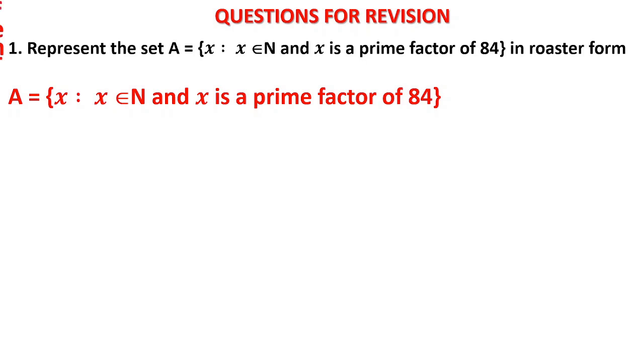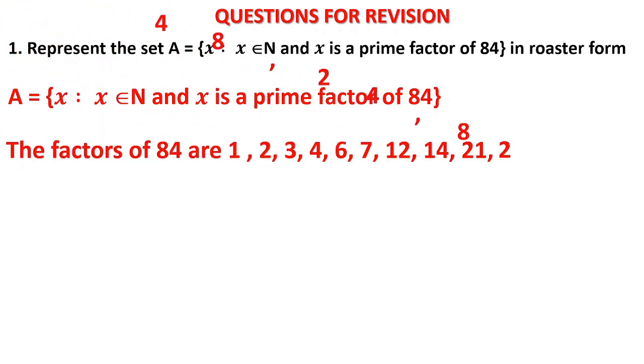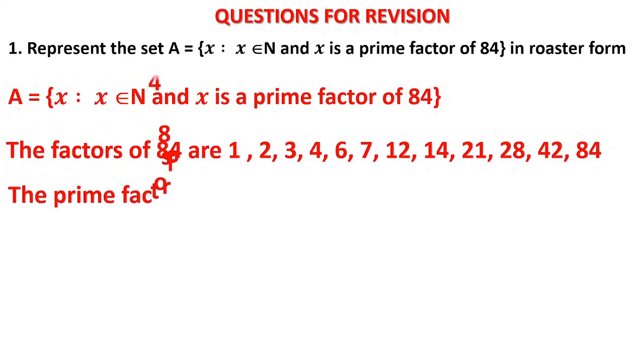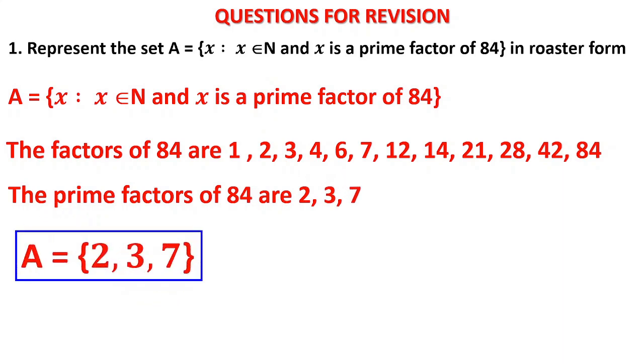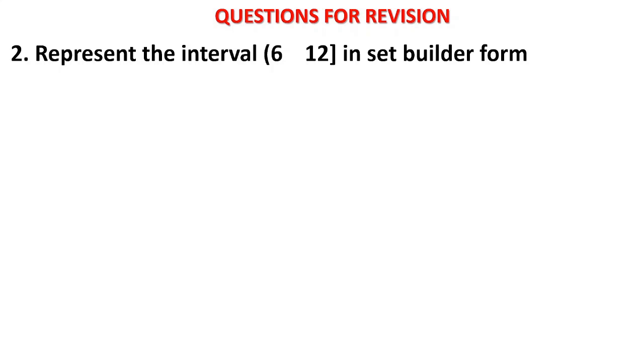Let us list out the factors of 84. These are the factors of 84. To have clarity, you can write it as 1 and 84, 2 and 42, 3 and 28, 4 and 21, like that, so that you will not miss out any of the factors. Out of them, the prime factors are 2, 3 and 7. Therefore, the required set is {2, 3, 7}. Let us go to question number 2.